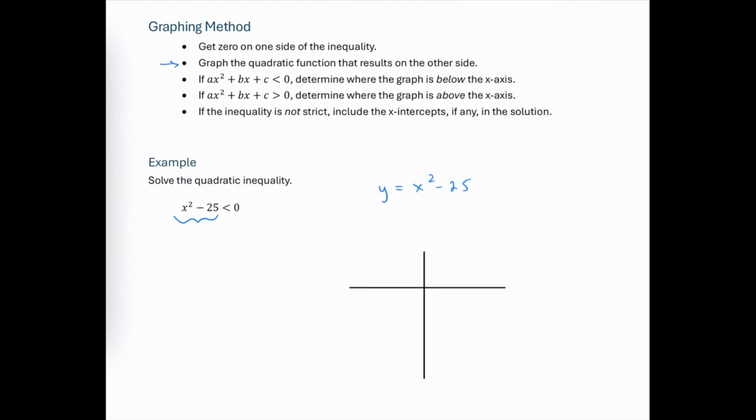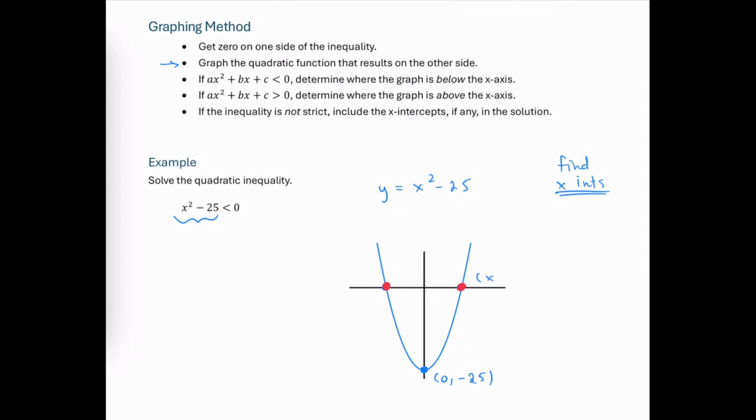Y is equal to x squared minus 25 is a parabola that opens up, shifted down 25 units to the ordered pair 0, negative 25. But the ordered pairs that we're most interested in are the x-intercepts. The x-intercepts are where the graph goes from having negative y values to positive y values. So we need to know what these points of transition are.